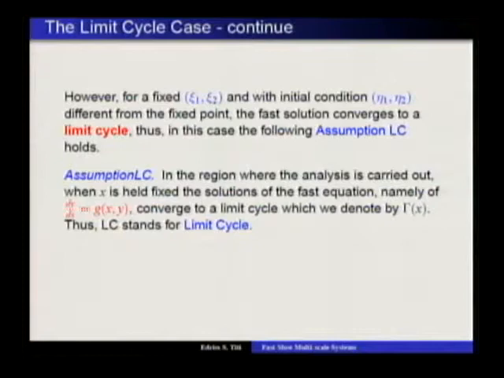Namely, that the fast dynamics has a limit cycle limit, which is as time goes to infinity, or basically even for epsilon small, for short time you immediately converge there. And I would like to see. Now, this limit cycle is, for every fixed x, a curve, which I'm going to denote by gamma x.